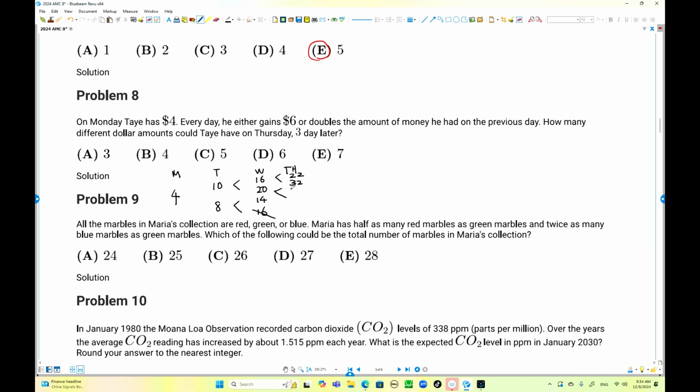20 plus 6 is 26, times 2 is 40. This is 14 plus 6 is 20, times 2 is 28. Check it out. Are there repeated amounts? No. 22, 32, 20 are all different amounts, right? After 3 days, that is all what? Different dollar amounts. 1, 2, 3, 4, 5, 6. Okay, 6 different amounts.